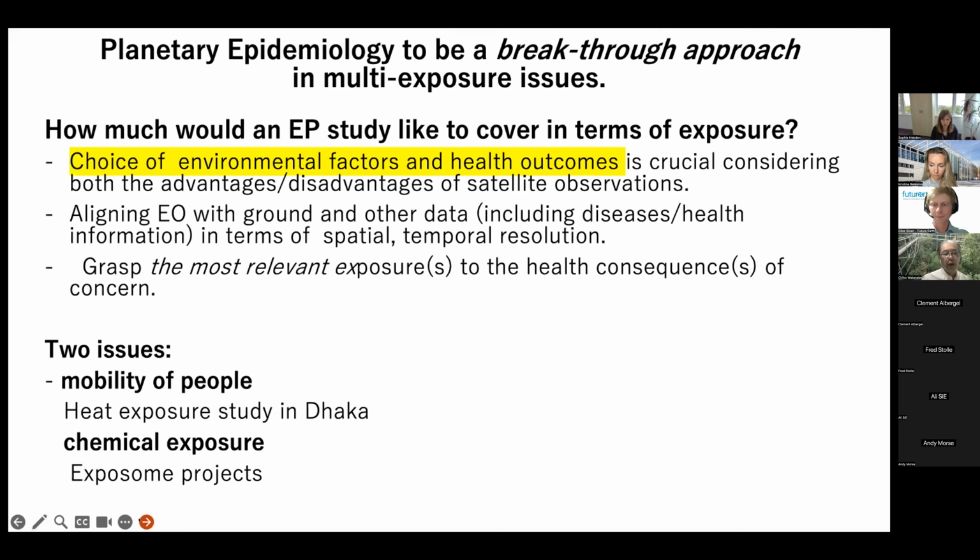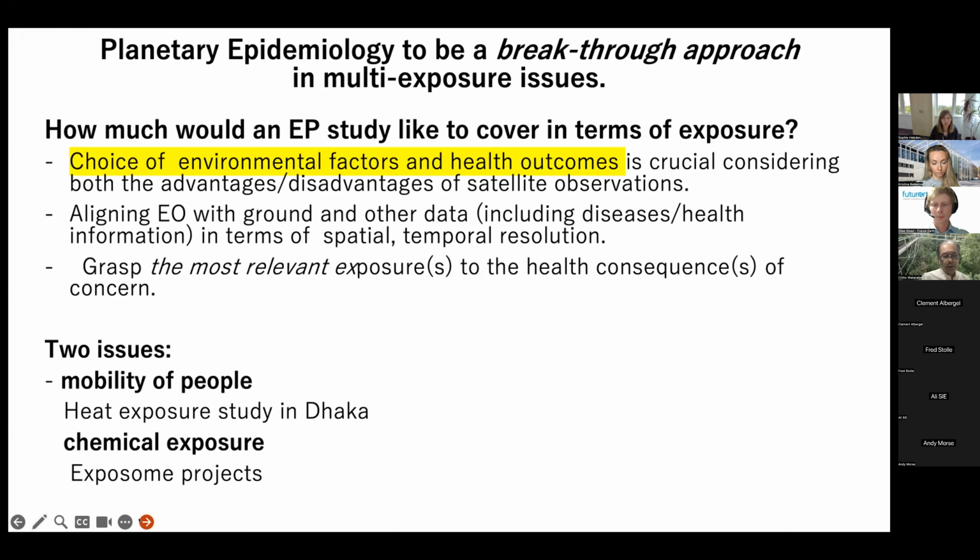Also, aligning Earth observation with ground observation and other data is very important. Especially if you work with health data, particularly in developing countries, they are not so well elaborated. So you have a very hard time finding the appropriate data, or sometimes you need to collect the data by yourself.